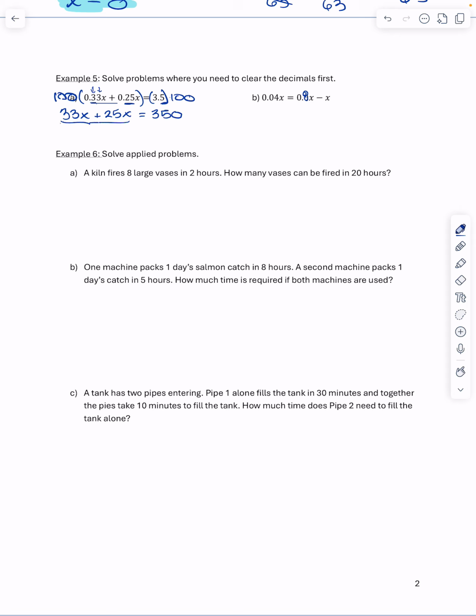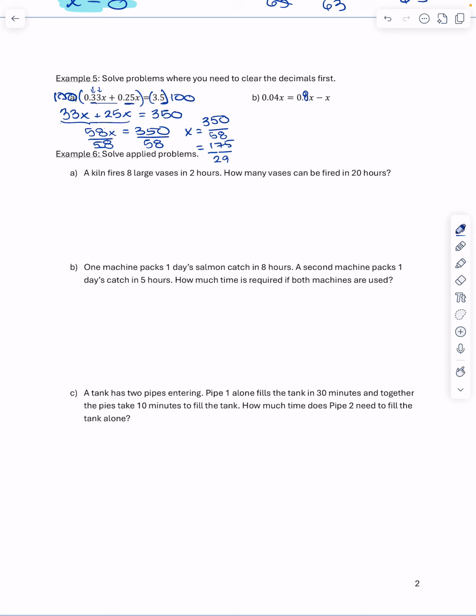My x terms are on the same side. I'm going to add those together. I get 58x equals 350. Divide both sides by 58. And I could reduce this. I know that 2 is going to go into both of these. But nothing's going to go into both 175 and 29.